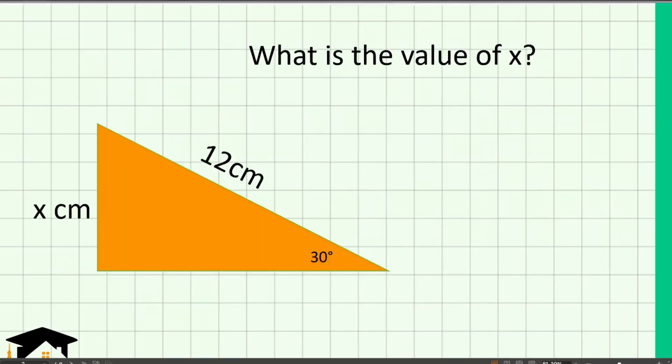This first exercise asks for us to calculate the value of x. We have this triangle with 30 degrees, and we're given the value of 12 as the hypotenuse. We can easily check that x is the side opposite the angle. So the trigonometry relation that we have to use is going to be sine. The sine, if you remember, works like this.